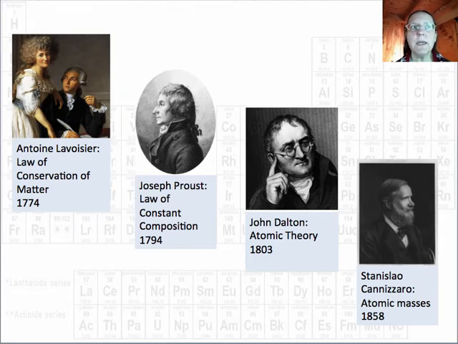As chemists began isolating elements and characterizing their compounds, Stanislao Cannizzaro came up with an accurate list of atomic masses, allowing for much greater consistency in chemistry.